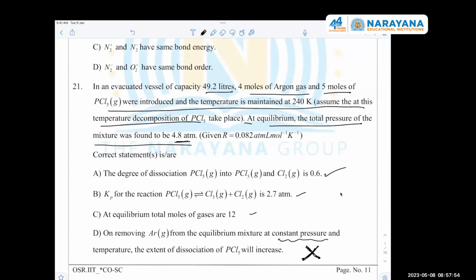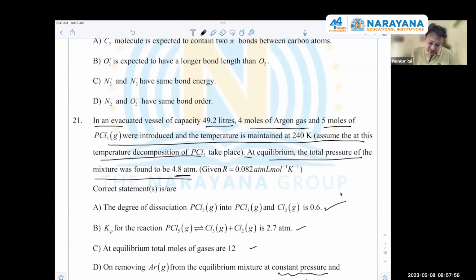Sir, they didn't mention volume is constant. Yeah, they have written here, in an evacuated vessel of capacity 49.2 liters. That is a contradictory thing. He's right in one respect. See, that's what I'm telling you. If you do not read a problem carefully, it is a very easy situation. But with a similar slip in this problem, it becomes complicated because there are two contradictory things.